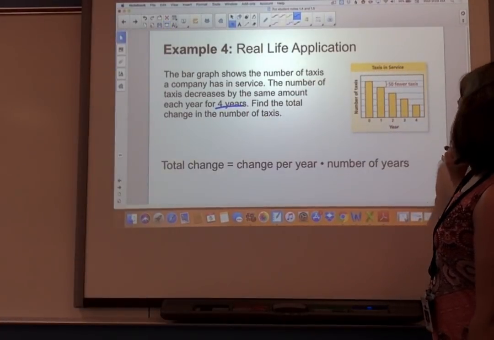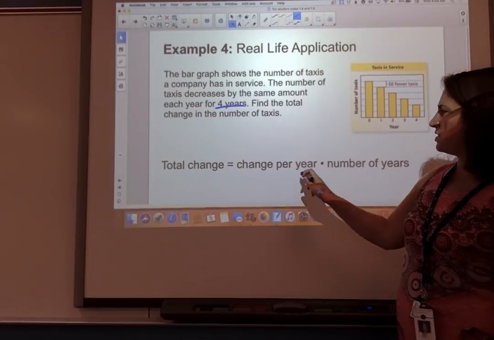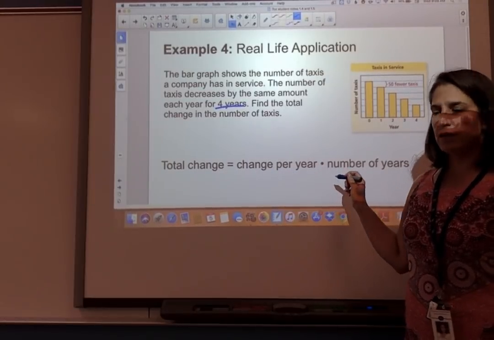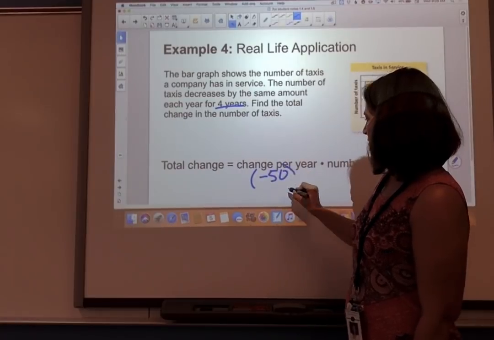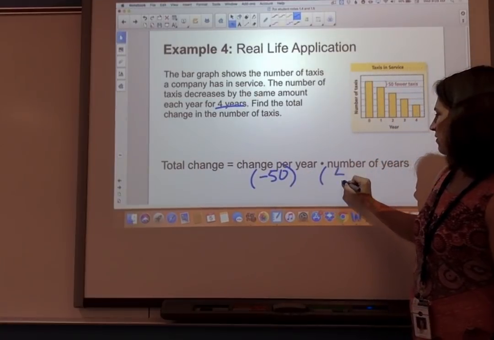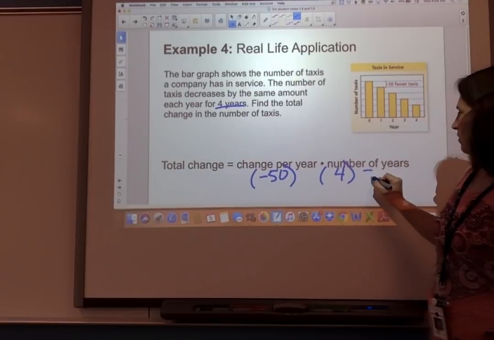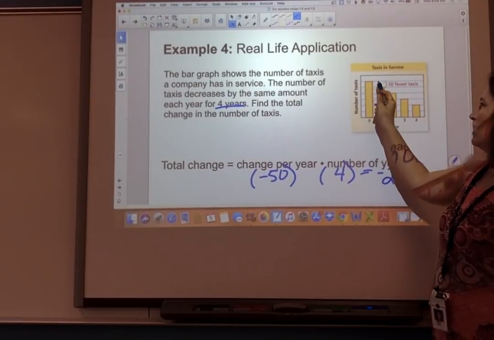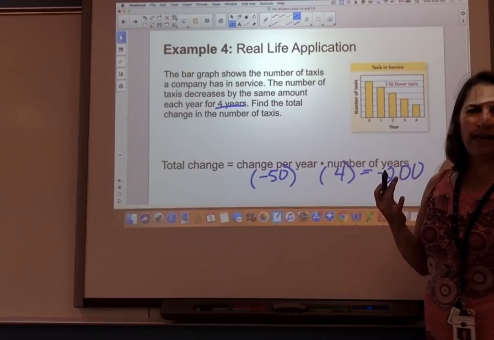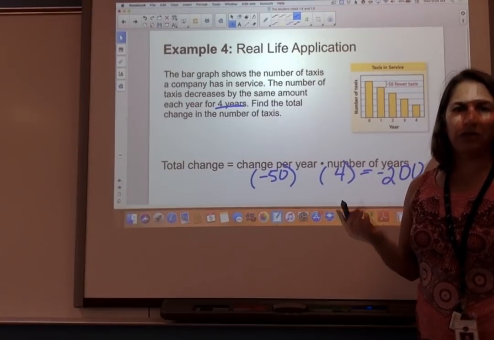So the total change is going to be the change per year times the number of years. So that would be -50 times 4, which is -200. So in this 4-year span, the taxis have decreased by 200 taxis.